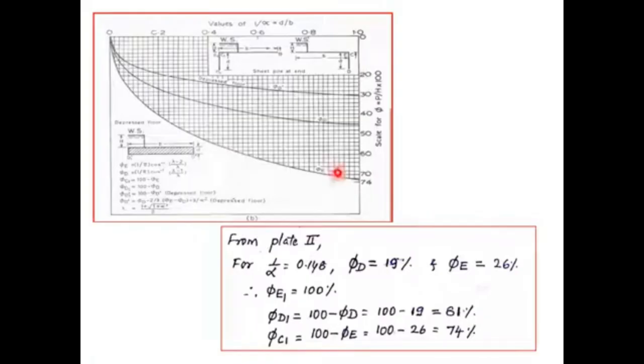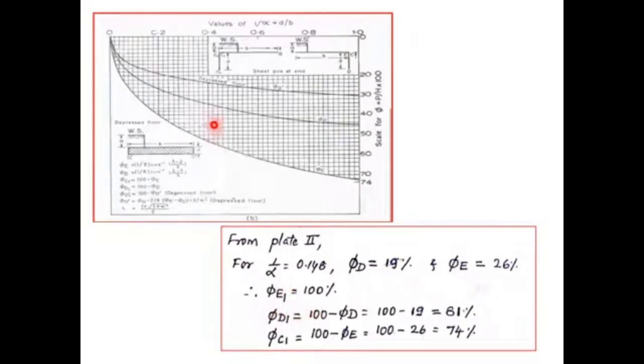So that is what I once again explained, why we have to calculate what is known as 1 by alpha, which is d by b. So total 54 divided by depth of the pile gives 0.148. For 0.148 you have to get the value of, say, phi d. So phi d is 19% and phi e is 26%. Similarly, you read it for phi e, we get 26%.